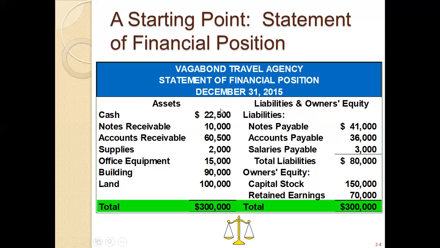Fine. Now again, look at what's inside the statement. Look, I see that's an asset. Yes, that's a liability and owner's equity.